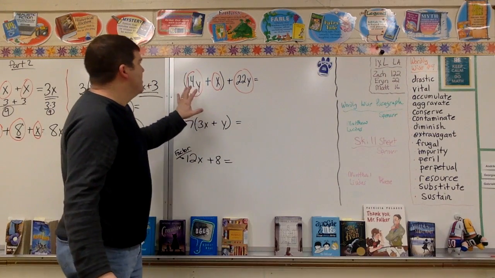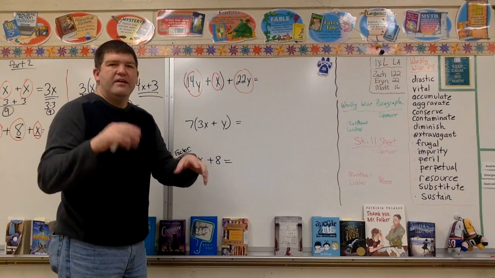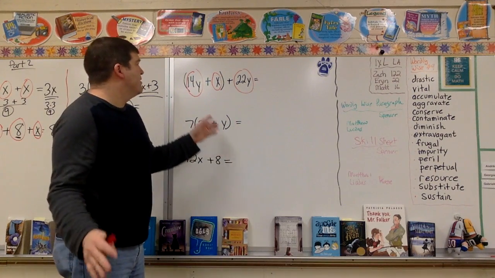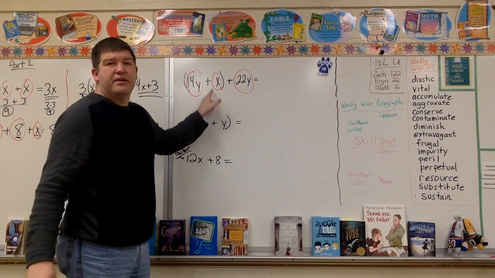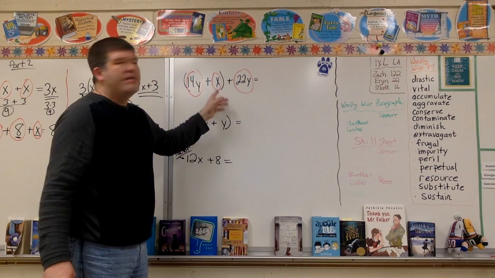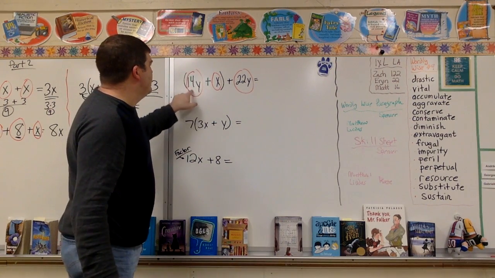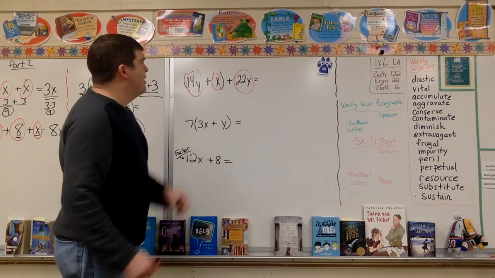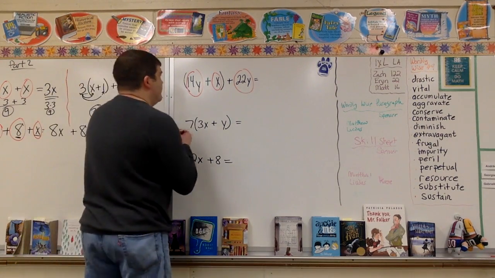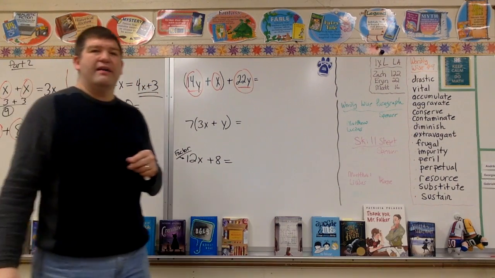So now, because of the associative property, I can add things differently. The commutative property tells me I can put things differently because it's all addition. If it were subtraction, I can't. Okay? But what I can do is put this 14y and this 22y together, because those are my like terms. This one and this one both have a y.